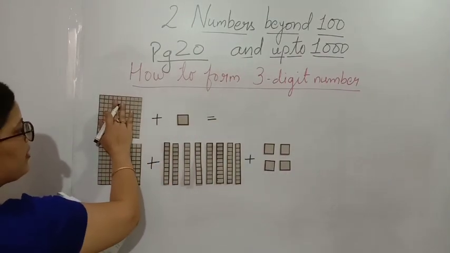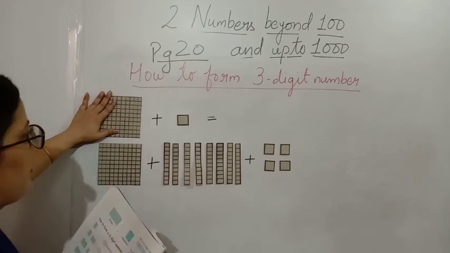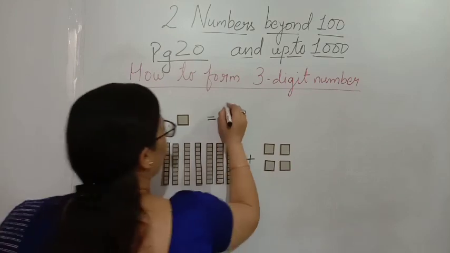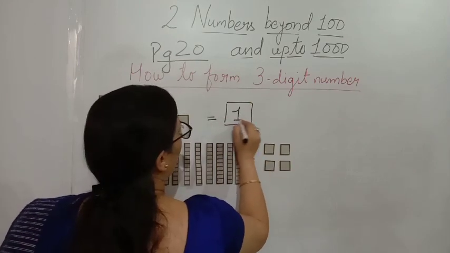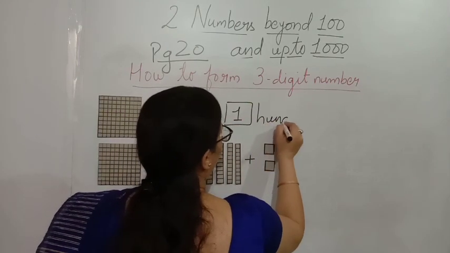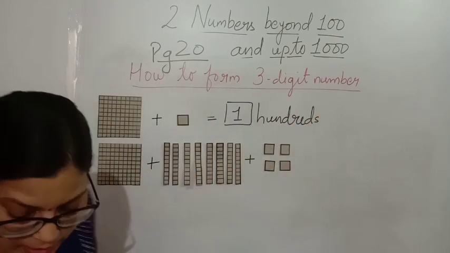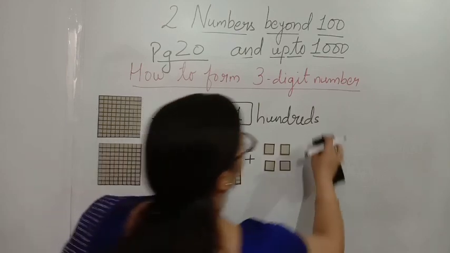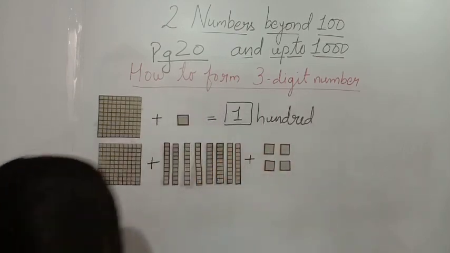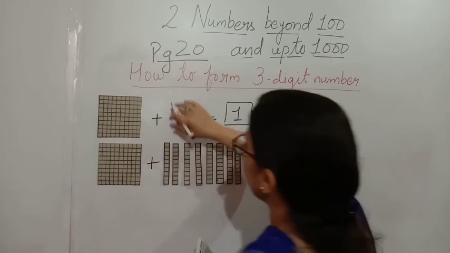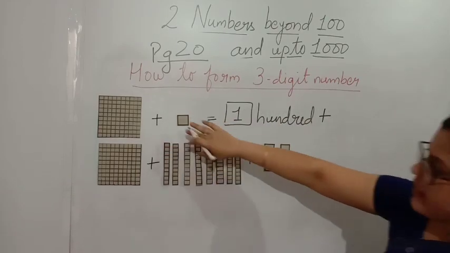Now see here. How many hundreds are there? Only one block of 100 is here. So here we'll write 100. In the blocks of hundreds, we'll write 1 only. We'll not write S. Single unit. Now, what is at tens place? No tens blocks are there.